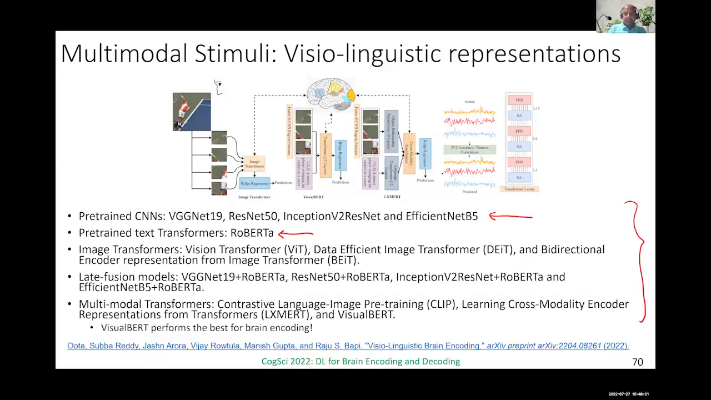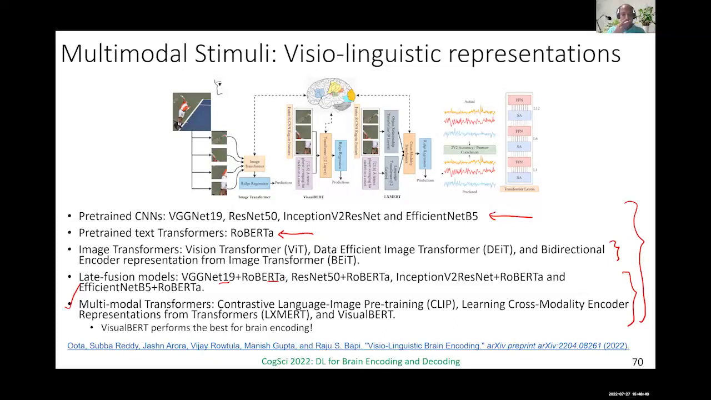But then in this work, we took those image and text representations and used just image-based transformers or multimodal representations. For multimodal representations, we used two of them: late fusion models or early fusion models, which are basically multimodal transformers. Late fusion models are basically concatenation at the end. So you could take a VGG19 image representation and a RoBERTa text representation, concatenate at the end, and connect to a dense layer, which tries to predict brain response variables.